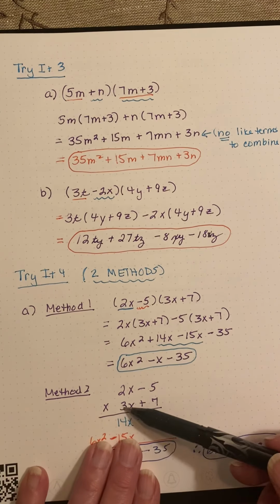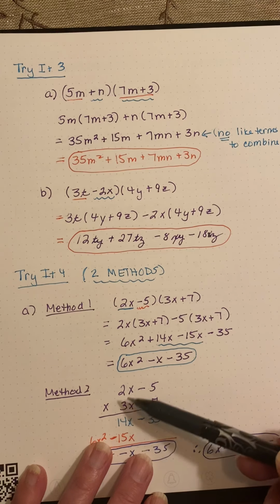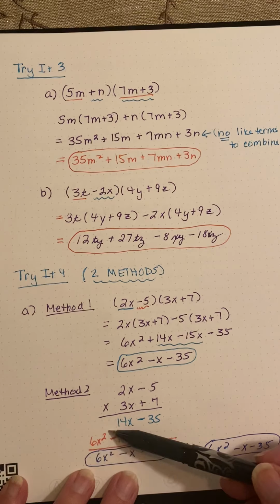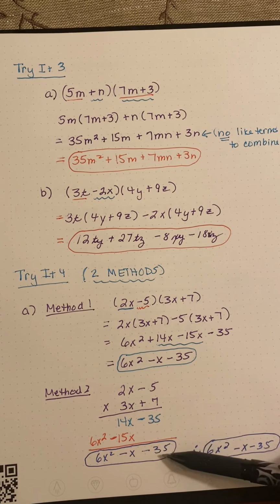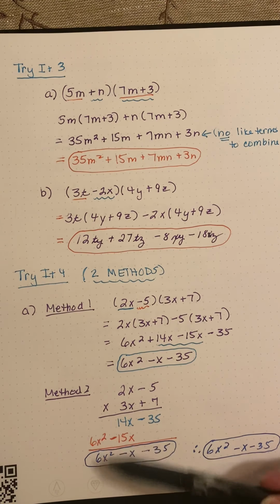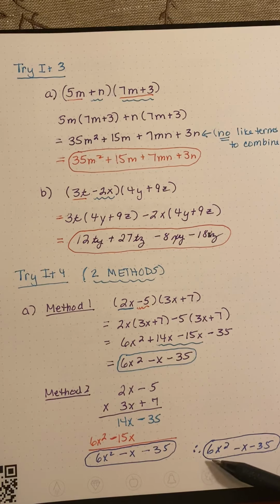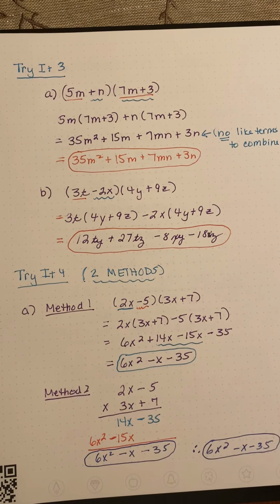Now I have a 3x times a negative 5, which is a negative 15x, and a 3x times a 2x, which is a 6x squared. Now I add negative 35 and nothing is negative 35. 14x and negative 15x is a negative x, and nothing in 6x squared is 6x squared. So therefore, they both give the same answer, and I have to repeat it here because that's my answer. I guess that was my thinking there, but that is the two methods.